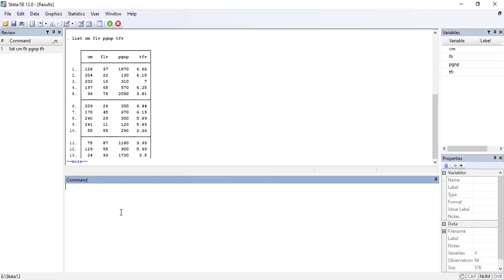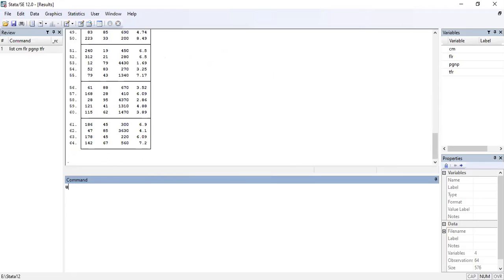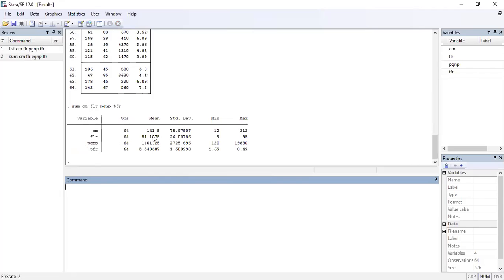Then you know all the functions, like sum. If you want to do descriptive statistics, you can do summary of these variables, or list. If you say summary, that gives you all the descriptive statistics here: mean, standard deviation, minimum value, maximum value, how many observations. You have 64 observations, sample size is 64, not bad.